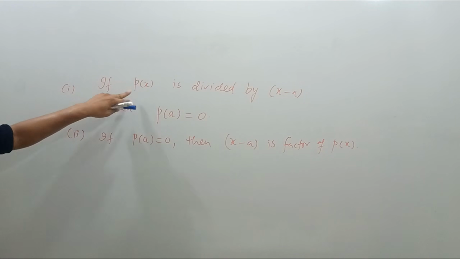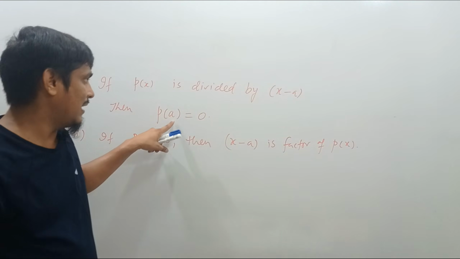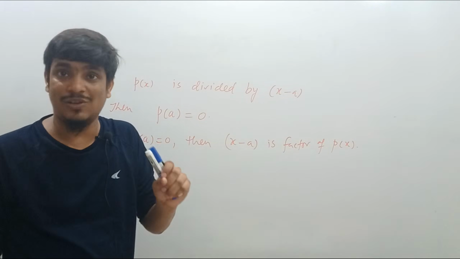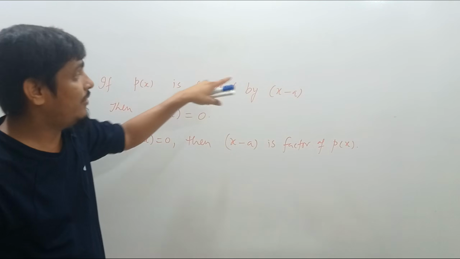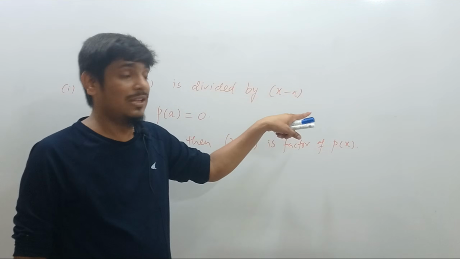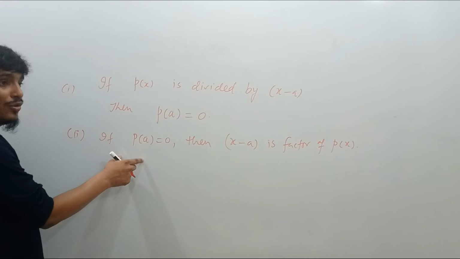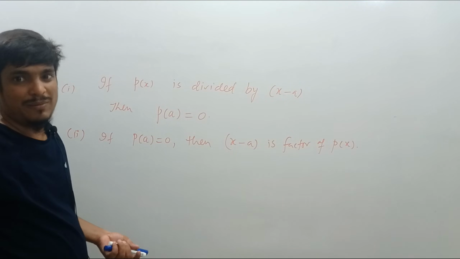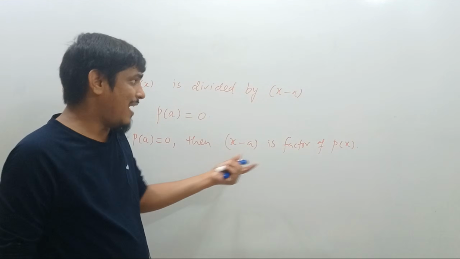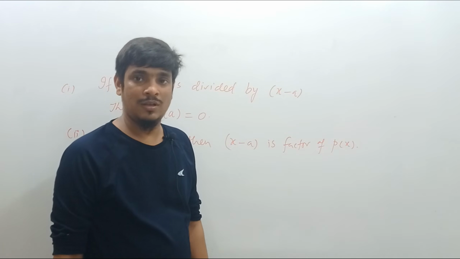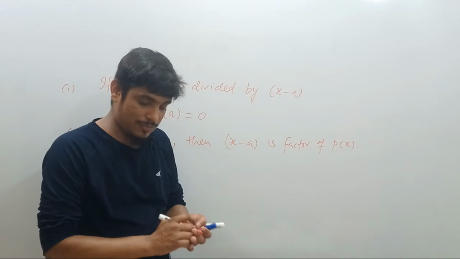So the factor theorem has two parts. The first condition: p(x) is divided by x minus a means the value of the polynomial at a is 0, means the remainder is 0, means it will be completely divisible. p(x) will be completely divisible by x minus a, then the remainder will be 0. And if the remainder is 0 when we are dividing any polynomial by any divisor, we call that divisor a factor of the given polynomial. So this is what exactly the factor theorem is. Now let's try to solve a question based on this.